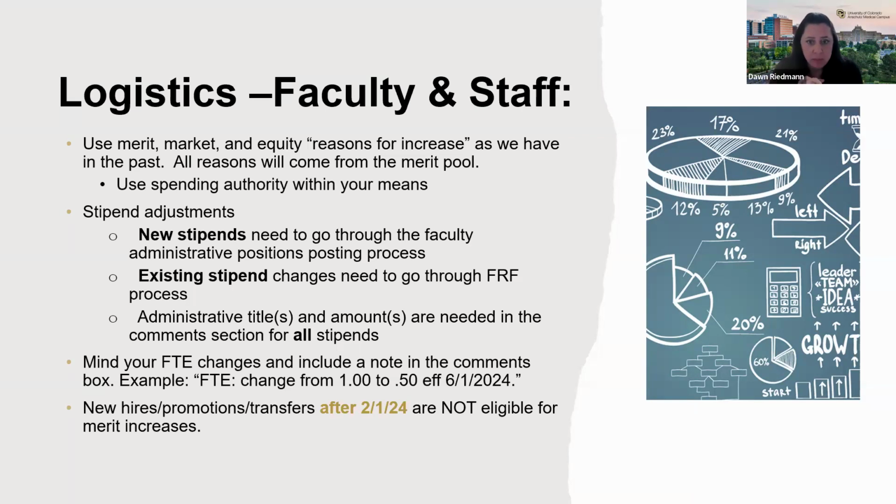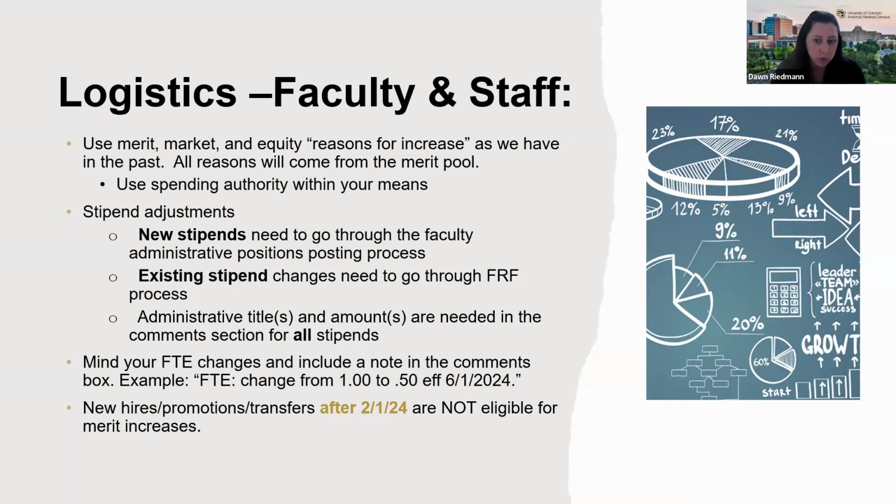Please, again, spending authority within your means. I think Bumi touched on that and explained it rather well. There is a balance there. Stipend adjustments. This is kind of different because there have been some changes with stipends.